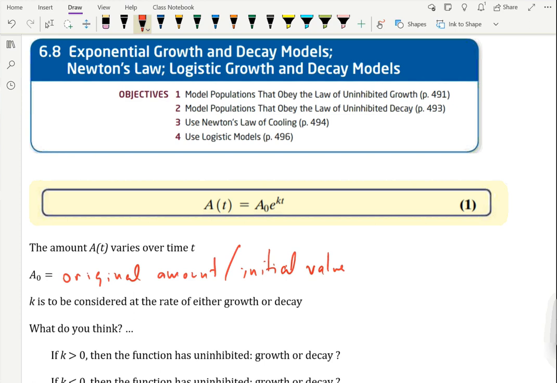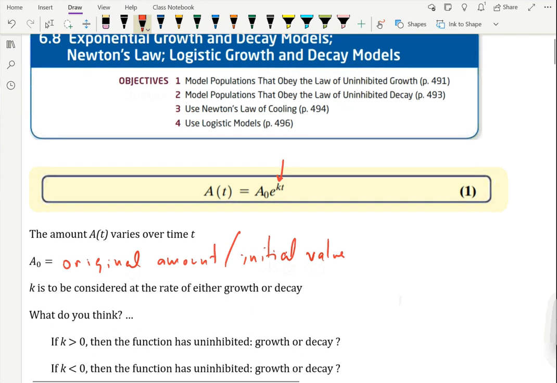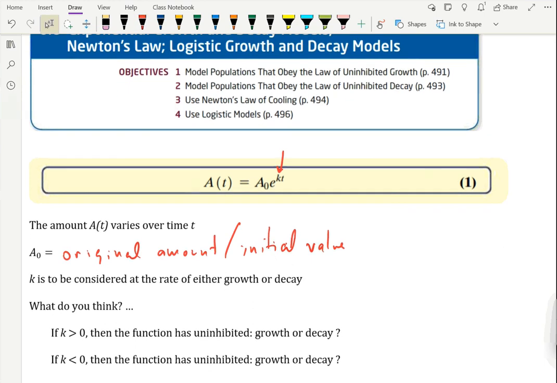So let's take a look at k. K is up here in the exponent position. K is going to represent then the rate of either growth or decay. So here's a question. If k is greater than 0, we're going to ask the same thing if k is less than 0. Would we have uninhibited growth or decay? Let's see, if k is bigger than 0, that means then that we would have A sub 0 e, and then k is going to be some positive number multiplied by t.